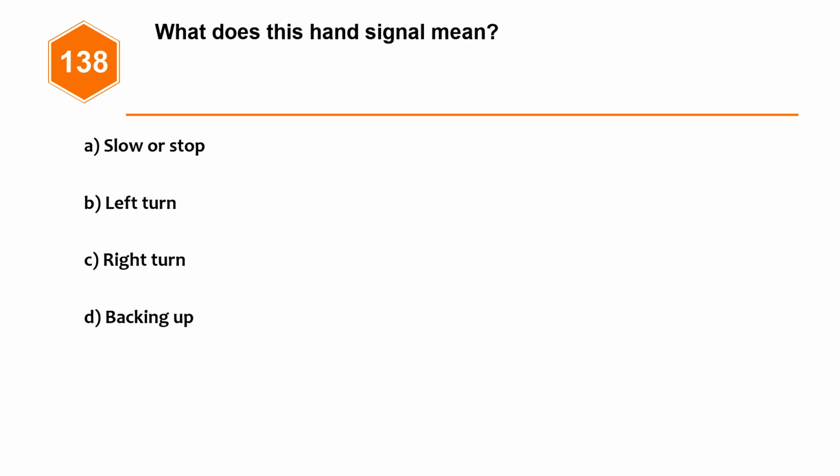Question 138. What does this hand signal mean? Option A. Slow or stop. Option B. Left turn. Option C. Right turn. Option D. Backing up.